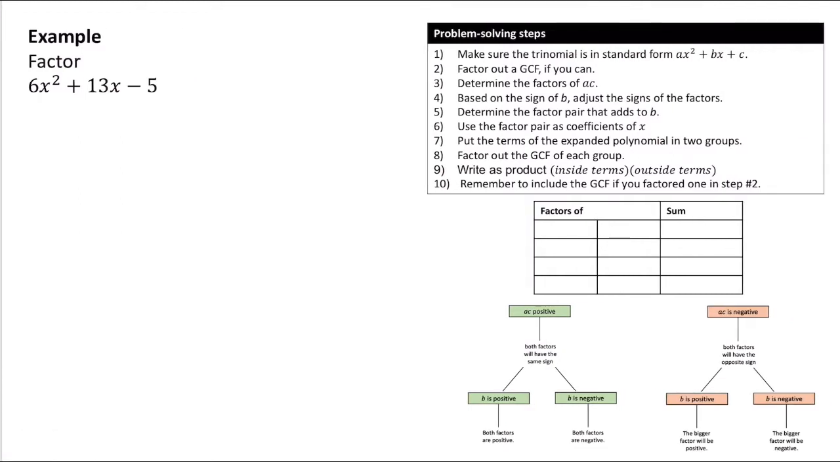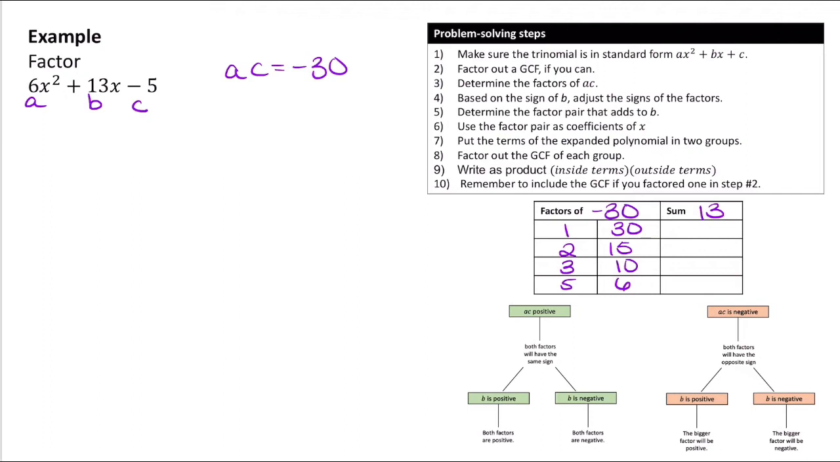So this is in standard form, so I'm going to go ahead and label a, b, and c. So a times c in this case is going to be negative 30. So I need factors of negative 30 that are going to add up to 13. So let's list out the factors of 30. They're 1 and 30, 2 and 15, 3 and 10, and 5 and 6.